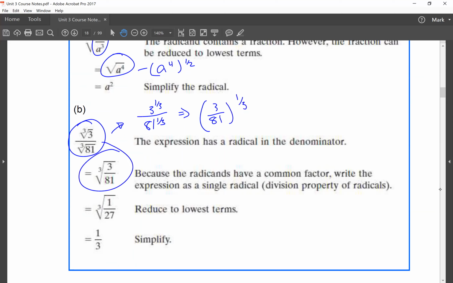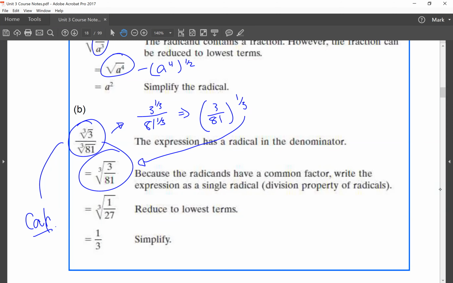So that's where this comes from. This cube root of 3 over 81 comes from this property. Because the radicands have a common factor, we can write it as a single radical. This is the division property of radicals. So now I can use my good old trusty calculator, and actually you could do this whole thing on your calculator if you wanted. If you ever see a question with just numbers, you can just put it in on your calculator. But anyways, I'm going to reduce the fraction 3 over 81.